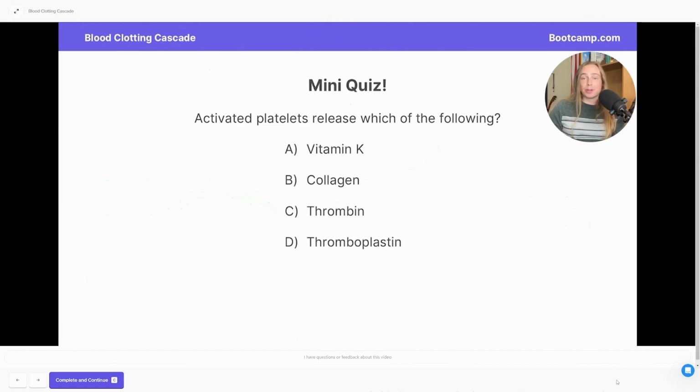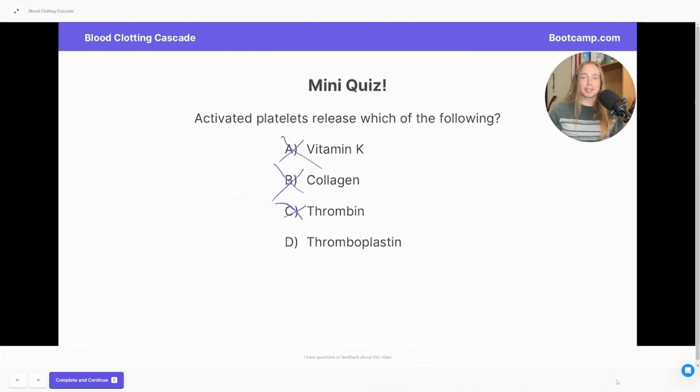Activated platelets release which of the following? Starting with A, recall that vitamin K we get from our diet or from our symbiotic bacteria in our gut, so this is incorrect. Answer B, collagen. Remember that collagen is actually what activates the platelets, not what they release. For answer C, remember that thrombin doesn't actually interact with the platelets directly and instead interacts with fibrinogen. This leaves us with the correct answer, D, thromboplastin.